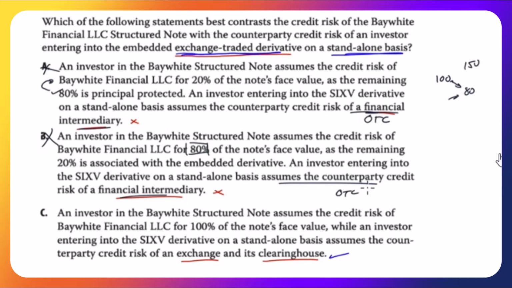An investor in the Bay White structured note assumes the credit risk of Bay White Financial LLC for 100% of the note's face value. Yeah, because that's what you gave them. While an investor entering into the SIXV derivative on a standalone basis assumes the counterparty credit risk of an exchange or its clearinghouse. Since the second part is the only one that is correct of the three, you have to accept this one. It is for 100% of the note's face value. And I would go a little bit further, and I would say 100% of the payoff of the structured note, whatever that happens to be, not just the face value.